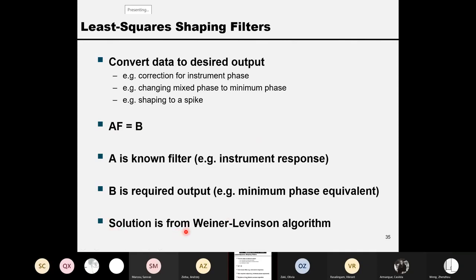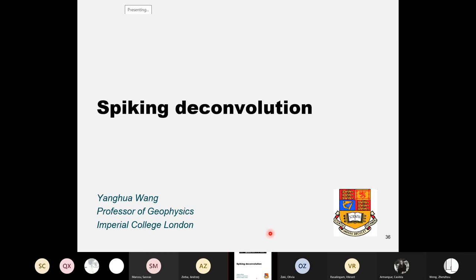Again, you can solve this using the Wiener equation. That equation really means you do the autocorrelation of A and the cross-correlation of A and B, and then you end up with F, right? And then how to solve it? The inverse of A transpose A, using the Levinson algorithm. That's the least squares. Now, I'll show you one of two examples I want to show today about the least squares inverse filter. The first one is called spike deconvolution.